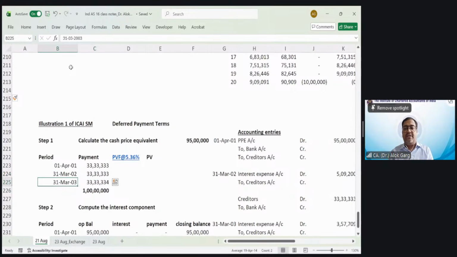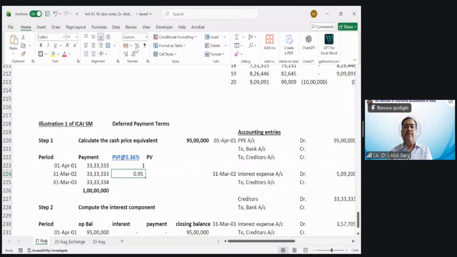At the end of the first year, this much. At the end of the second year, this much. What is my present value factor for the first payment? It is getting paid on the date of purchase. It is 1. What is my present value factor for the end of the first year? Equal to 1 divided by 1 plus 5.36%. Okay. This is my present value factor.